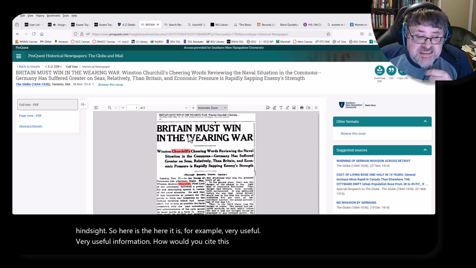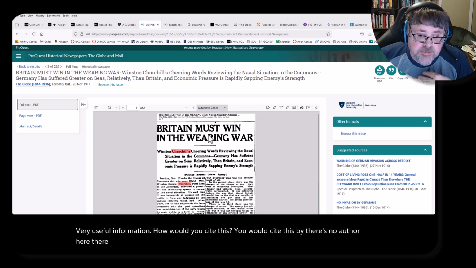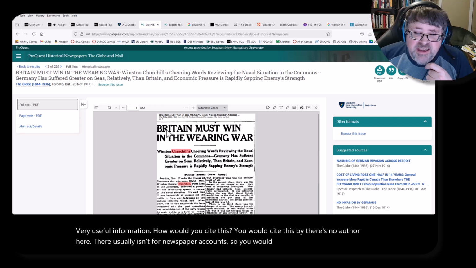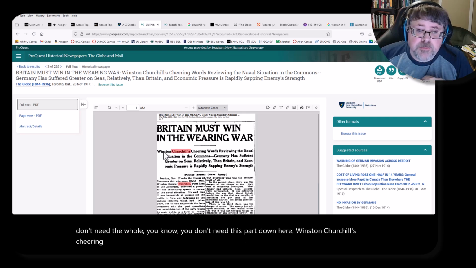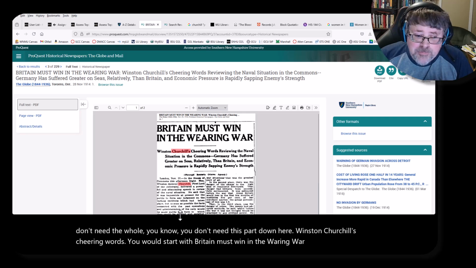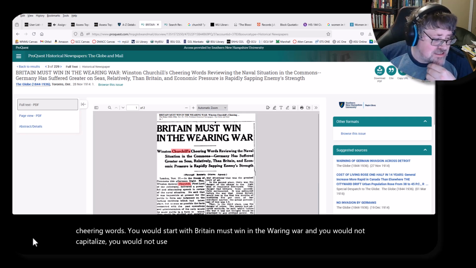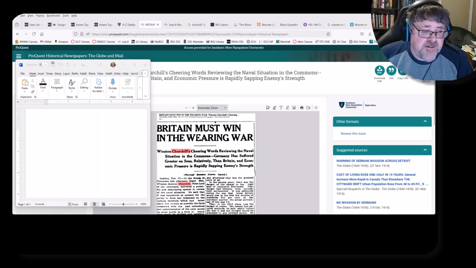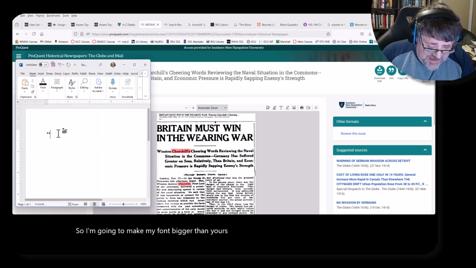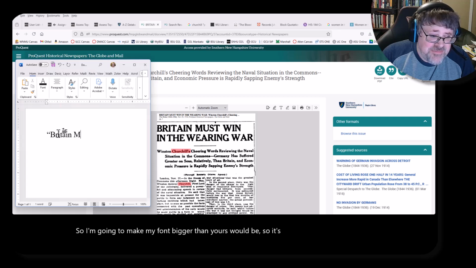You would cite this by, there's no author here. There usually isn't for newspaper accounts. So you would just start with the title. You don't need this part down here, Winston Churchill's cheering words. You would start with Britain must win in the Wearing War. And you would not use all caps like this. Instead, you would have something that looks like this. I'm going to make my font bigger than yours would be, so it's easier to read here.